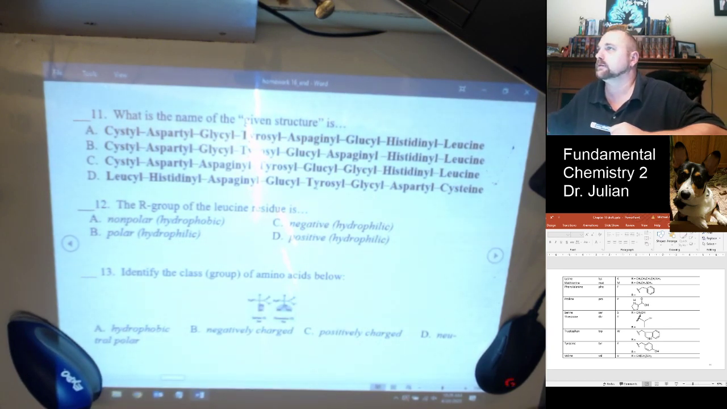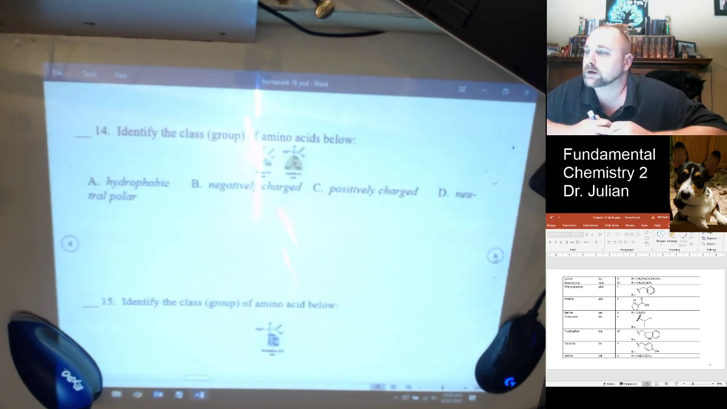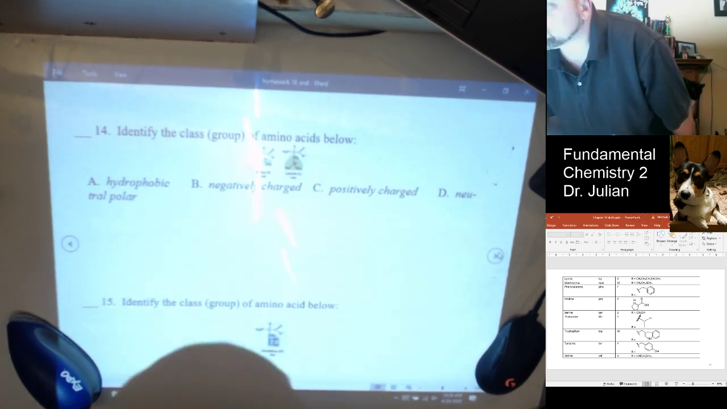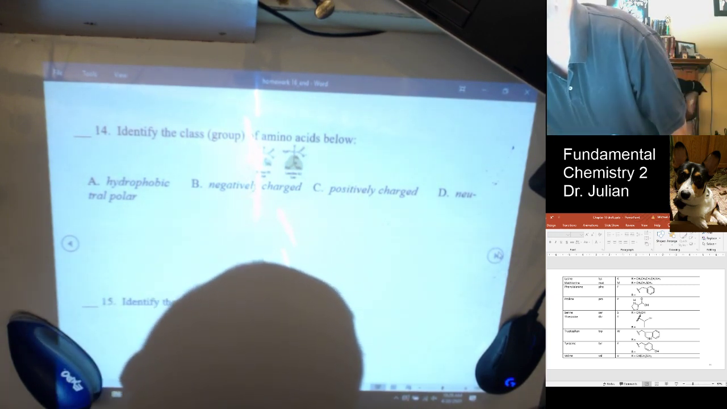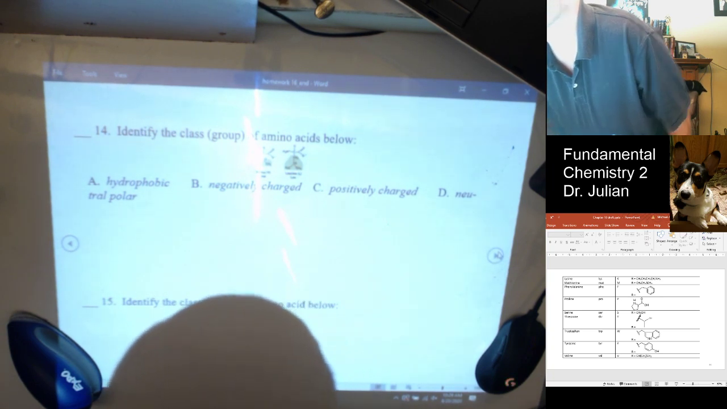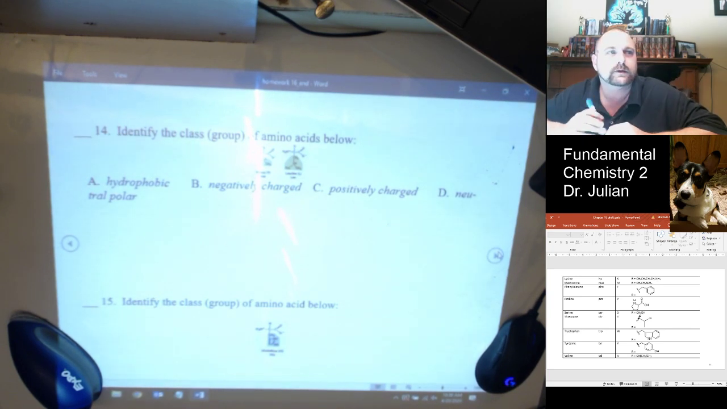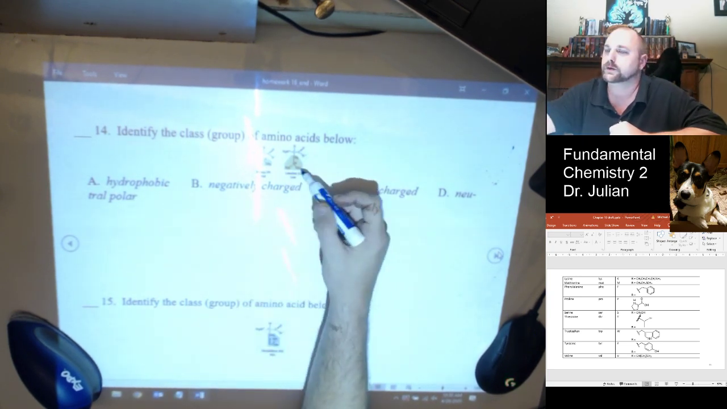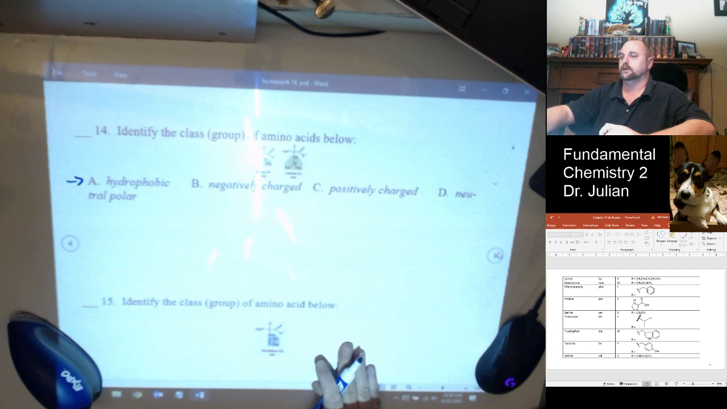Let's see now. Next, looking at this stuff in green. And that one's a little hard to read. Leucine and val. So having a hard time reading those. So val and leucine. Okay, there's no charges, and there's nothing but carbons and hydrogens, so that's A.